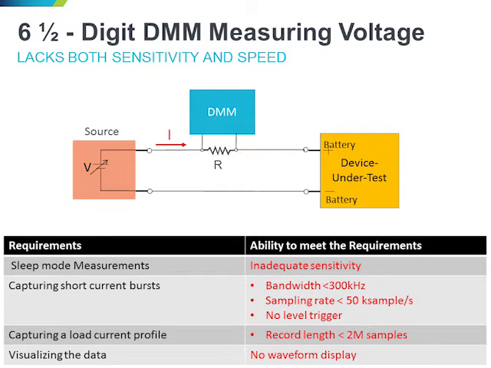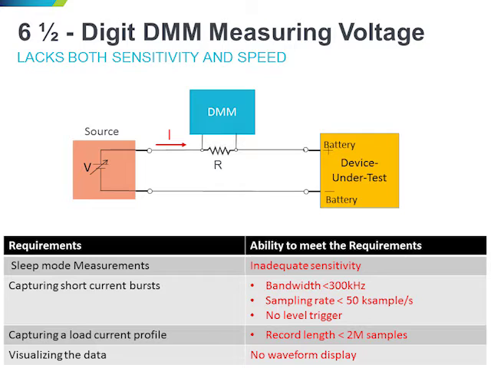Let's look at a good quality DMM measuring voltage. Alas, DMMs are great general measurement tools, but they lack the performance we need. For sleep mode currents, you need a good sized resistor to build up a large enough voltage for the DMM to detect. For example, a 100 nanoamp sleep mode current across a 10 ohm resistor builds up only 1 microvolt. Again, when measuring the peak current burst, the sense resistor will cause a significant voltage drop in the circuit.